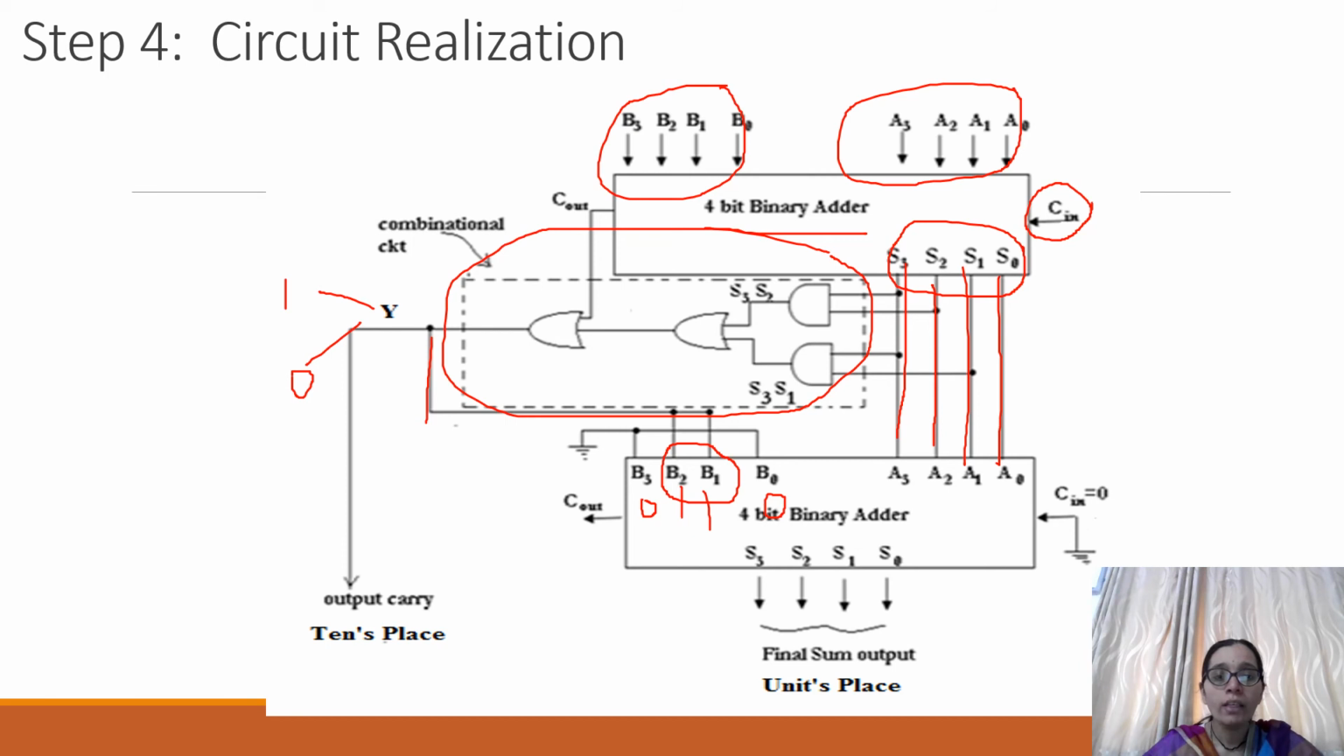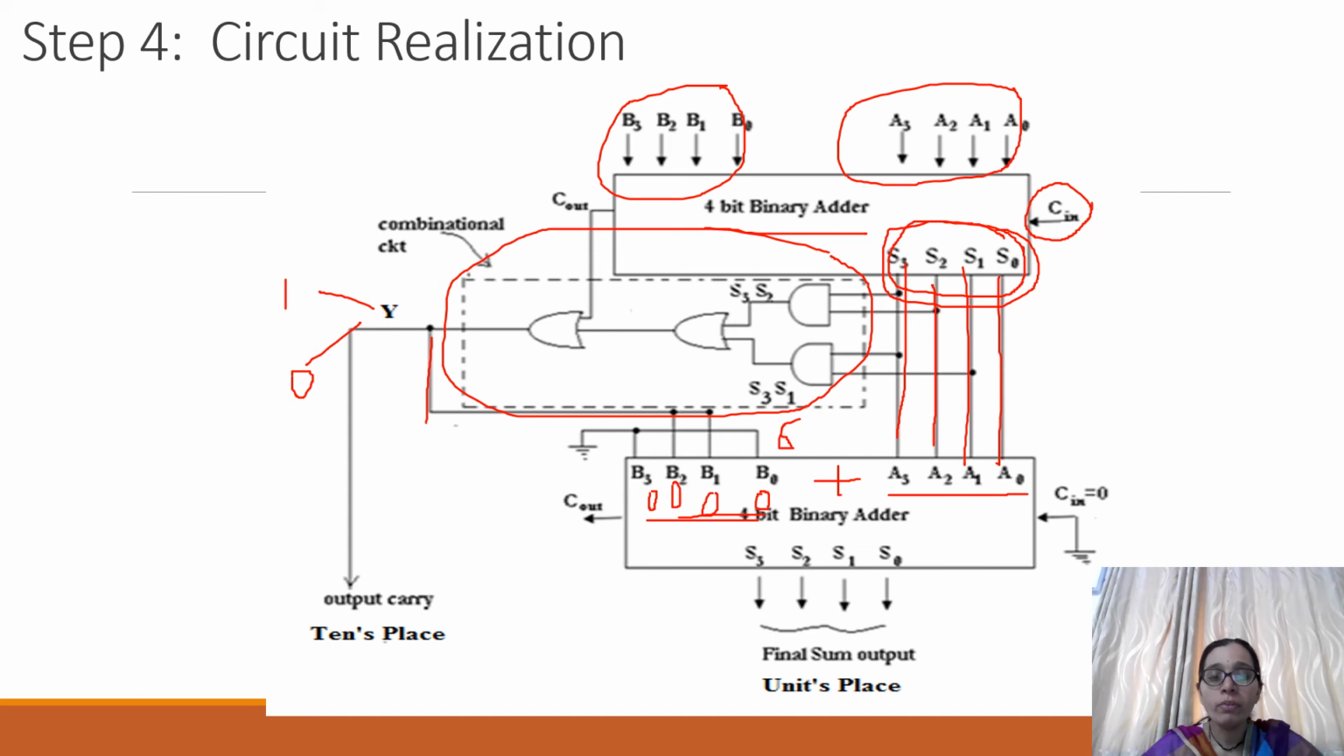And if Y equal to 0, then these two bits will be 0 and these two bits are already grounded. Therefore, to this input, what is added? 0. So this A3, A2, A1, A0 is the result of addition of the first adder IC, S3, S2, S1, S0. That will be as it is. Whatever addition comes here will be as it is, and to that addition, either 0 or 6 will be added.